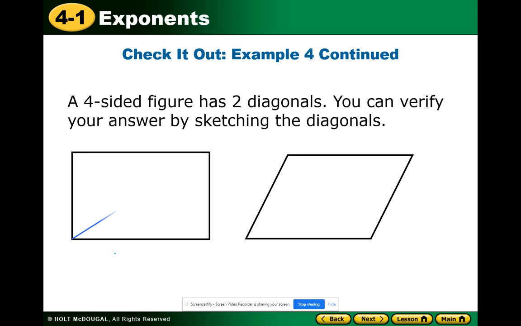All right. And we can see there are 2 diagonals anytime we have a 4-sided figure.